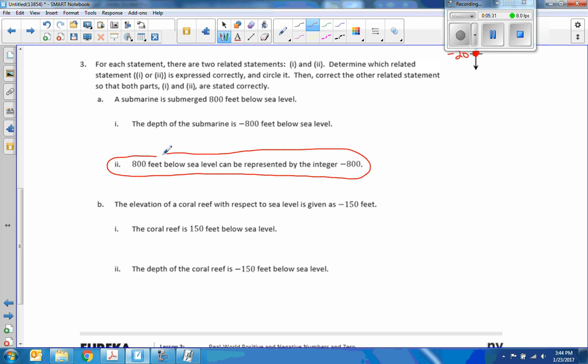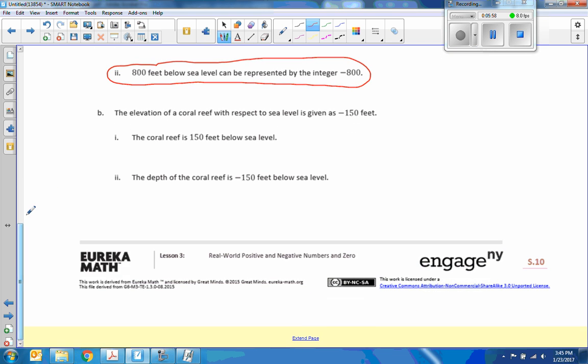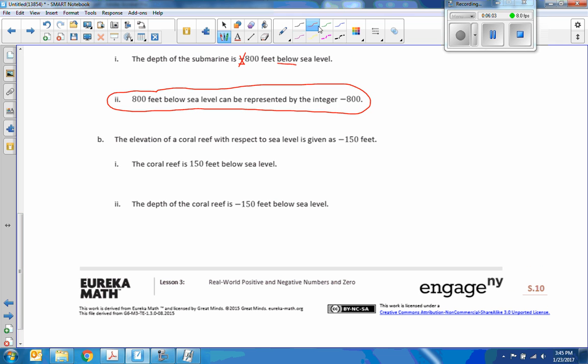The problem with this statement is the depth of the submarine is negative 800 feet below. If you say negative and below, that's a double negative and it makes it positive. So the depth of the submarine is 800 feet below sea level. That's a way to make that true. Okay? Do not use double negatives. It's like saying, I didn't do nothing. That means you did something.